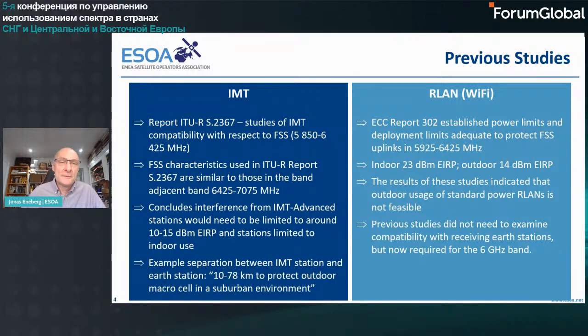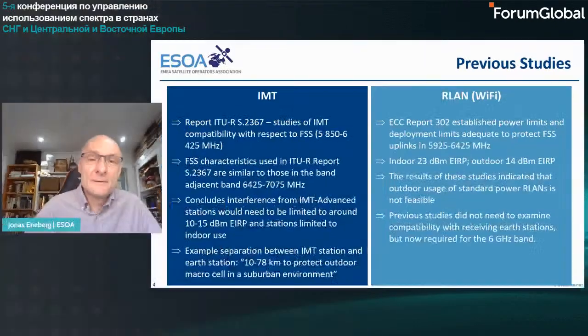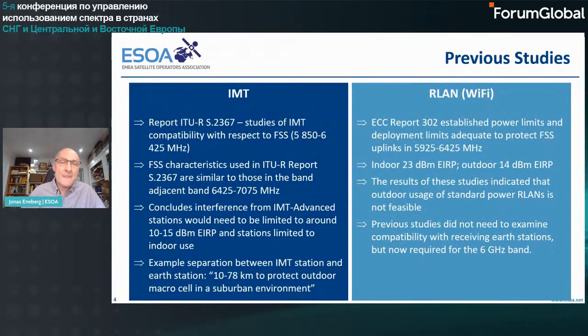So in terms of studies, some of this has been referred to already in other presentations. Studies with respect to IMT, potential interference into satellite uplinks, were carried out in ITU-R Report 2367, and it was already referred to in a previous presentation. This study shows clearly that interference from IMT-Advanced stations would need to be quite severely limited, to the point, I think, where operation of IMT is not feasible.